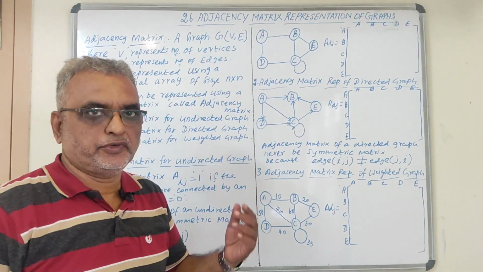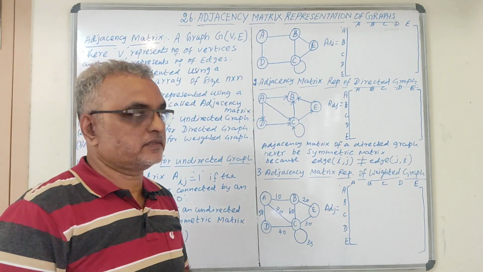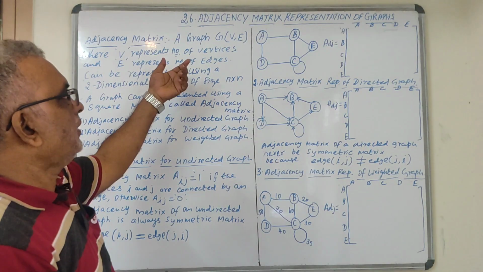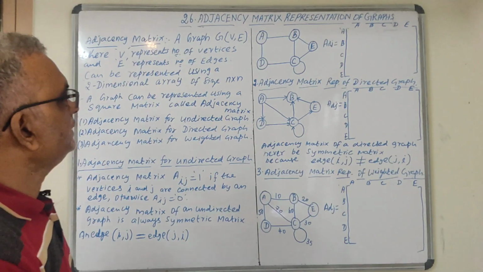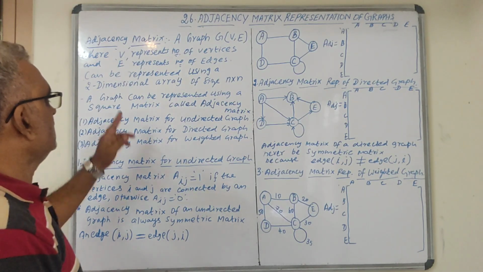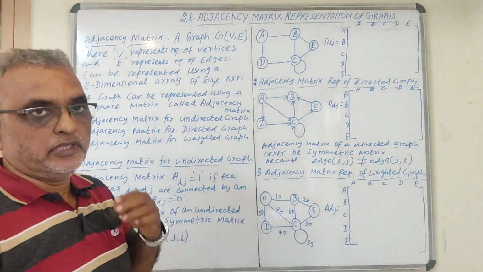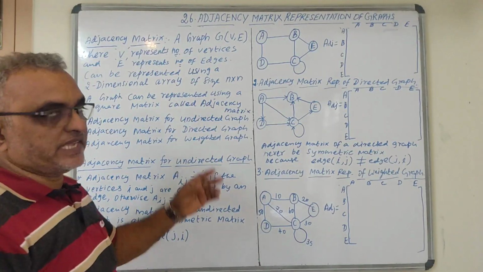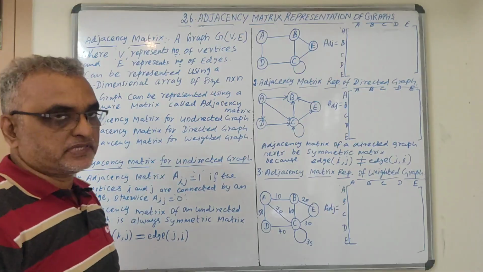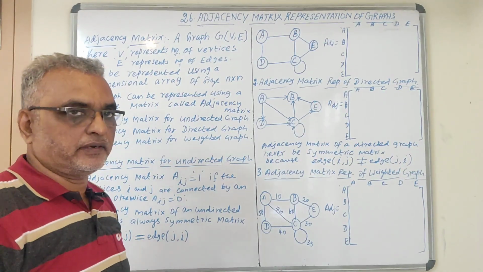So in this video we are going to discuss how to represent graphs using adjacency matrices. An adjacency matrix can be defined as follows: a graph G of V comma E, where V represents the number of vertices and E represents the number of edges, can be represented using a two-dimensional array of size n cross n. That is, a graph can be represented using a square matrix called an adjacency matrix.